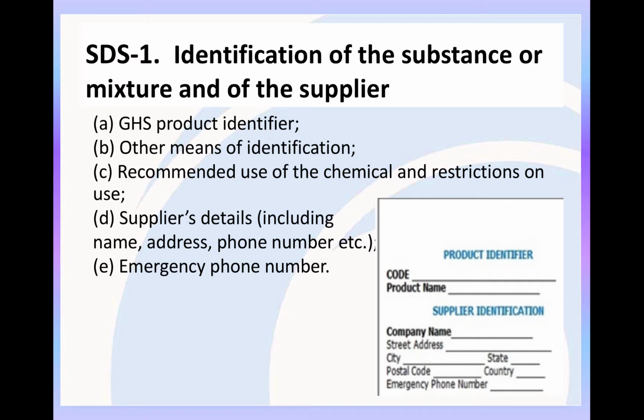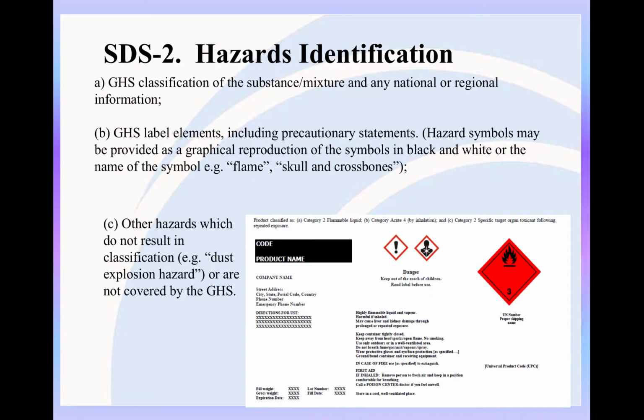Section 1 is an indication of the substance or mixture and of the supplier. GHS product identification, other means of identification, recommended use of the chemical and restrictions on use. Supplier details, including name, address, phone number, and it has to have an emergency phone number where 24 hours a day, 7 days a week, there's someone to reach regarding health hazards and treatment of this chemical.